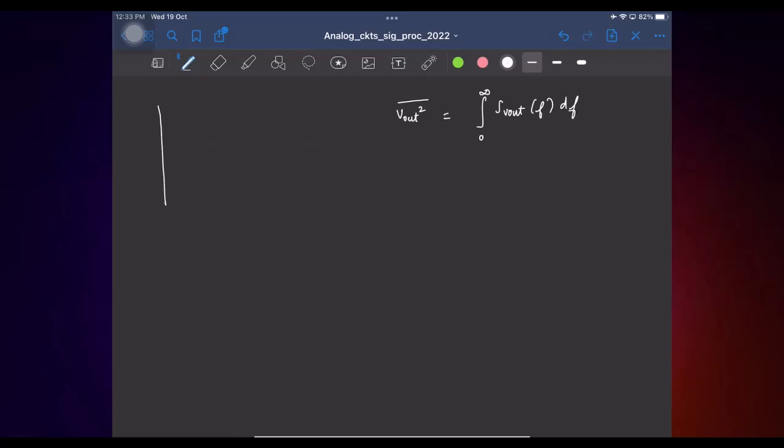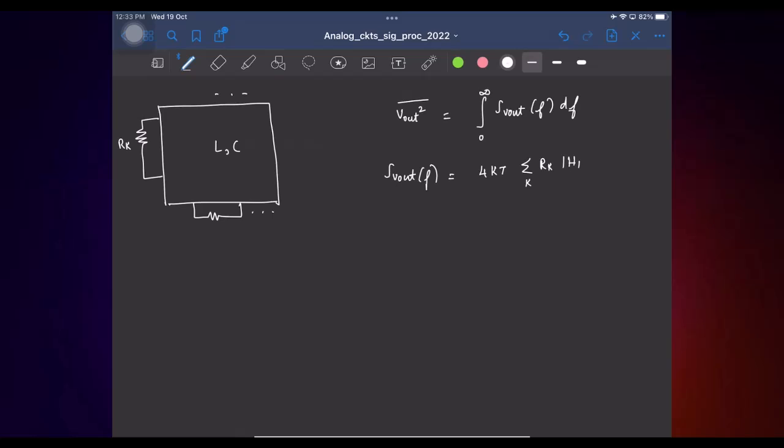So again, we'll look only at RLC networks. So this is RLC. Okay, I'll plot R again. Multiple resistors. This is RT. So you know S_Vout(f) is 4kT times summation over k. This is basically 4kT times R_k, the power spectral density of each resistor's noise, times the corresponding transfer function magnitude squared, right?